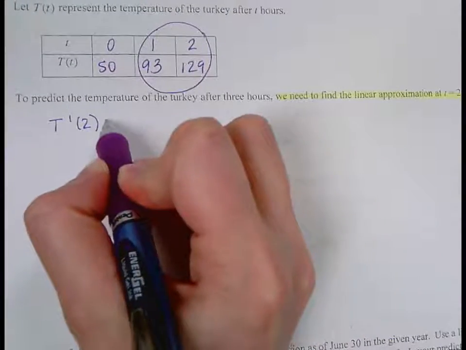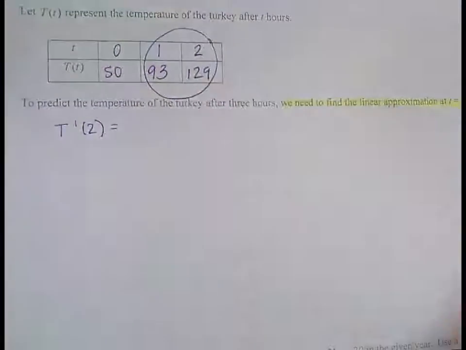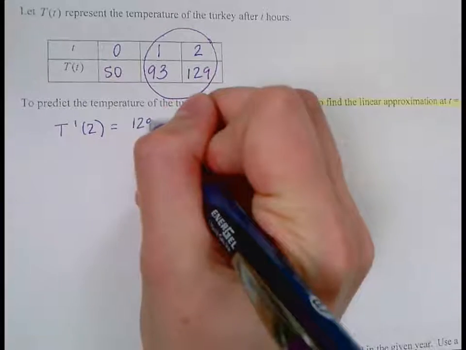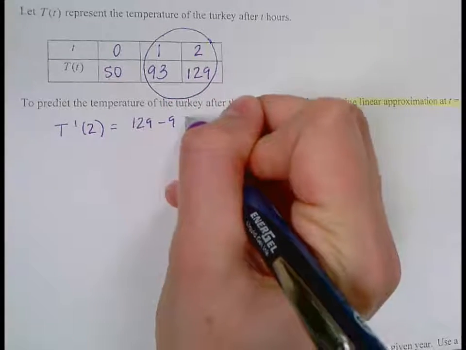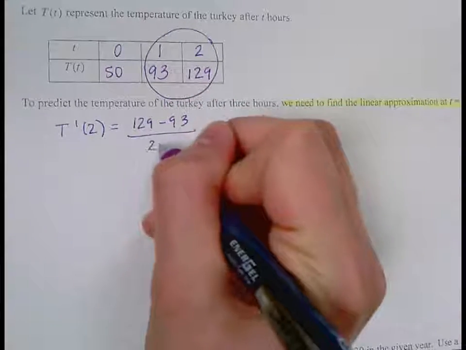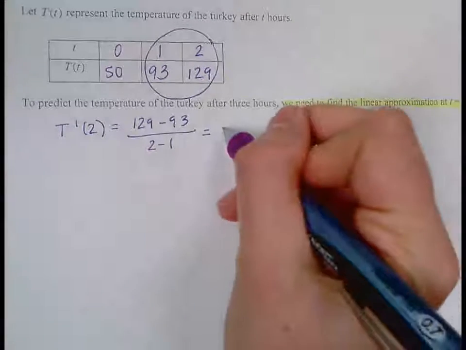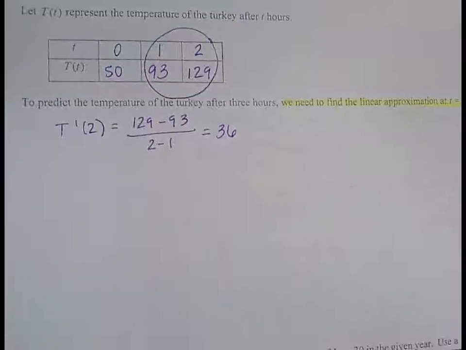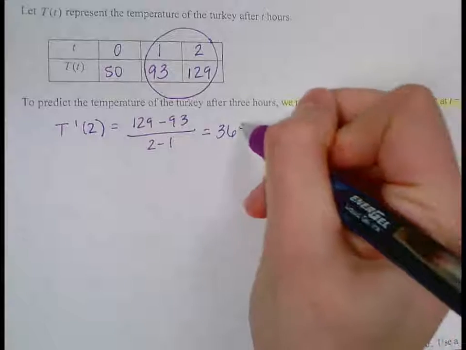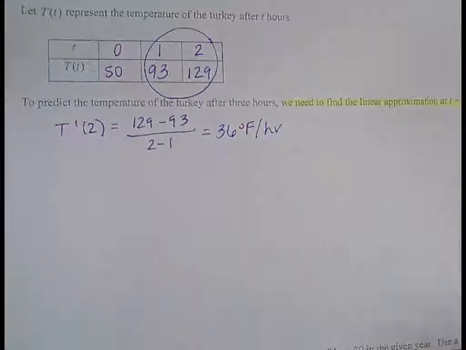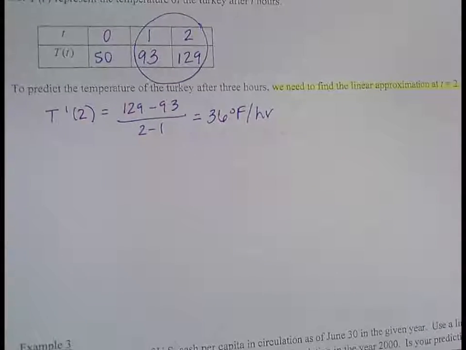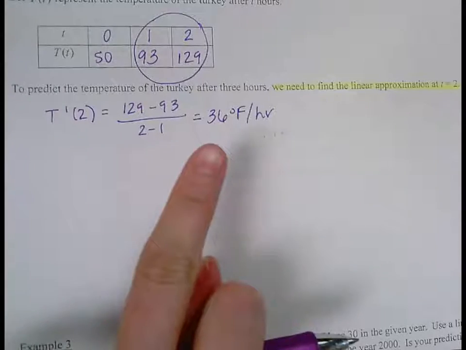So T prime of 2 would be approximately 129 minus 93 over 2 minus 1. So that would be 36 over 1, so 36. Yes, it would be degrees Fahrenheit per hour if you had to label it. And this would be our slope.